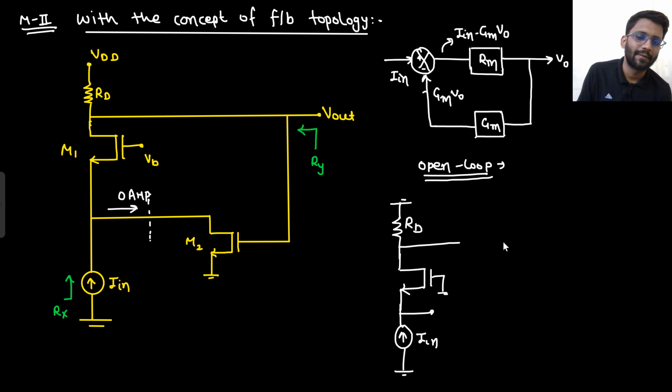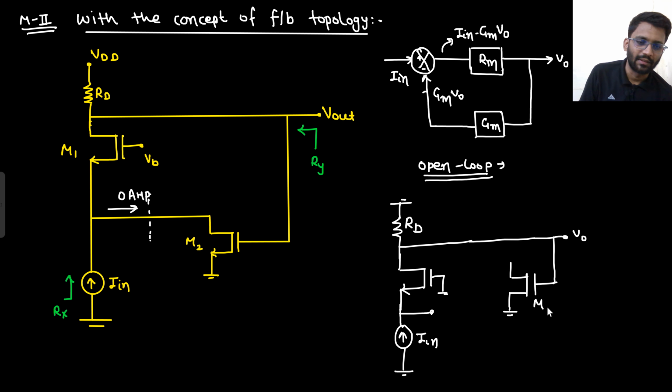Right, and this is your V naught. Now V naught is being fed to the gate of M2, and this gate is grounded. This is M2. What will happen to this? Look, there is some feedback current, that is GM V naught. Now that current has to sustain. If I keep it open-ended, what will happen? That current will not sustain. GM V naught current cannot flow. So I have to short circuit it. So this side will be shorted.